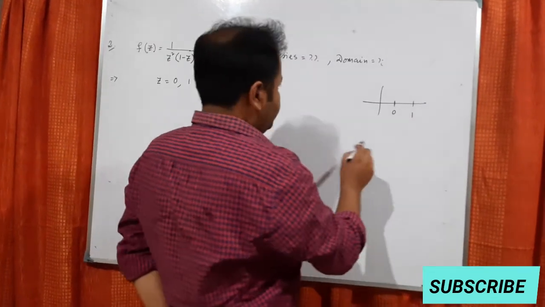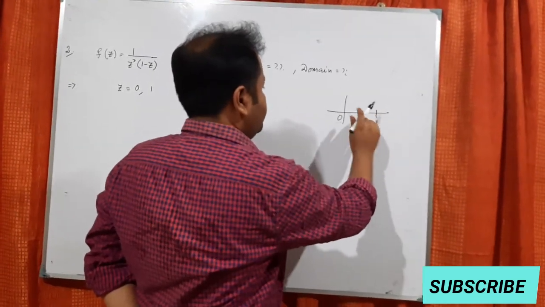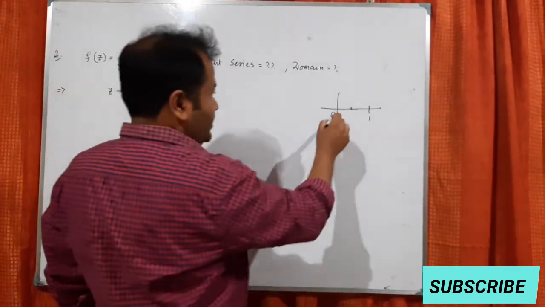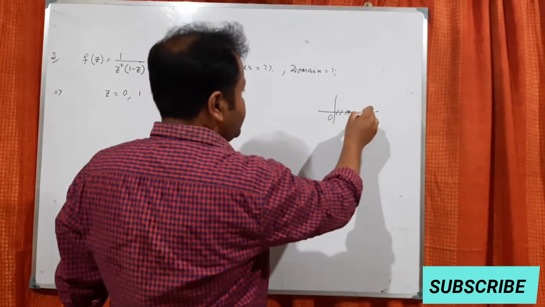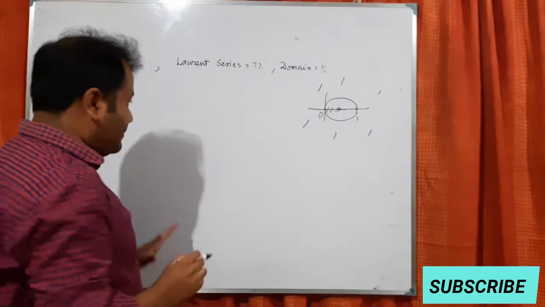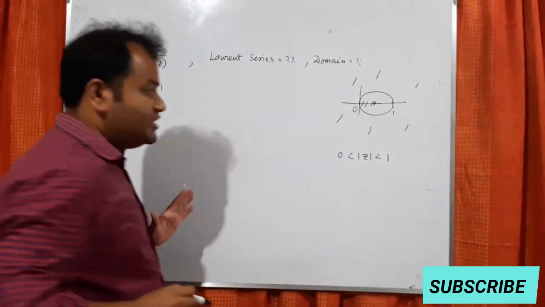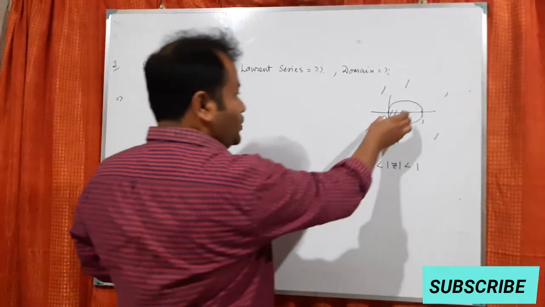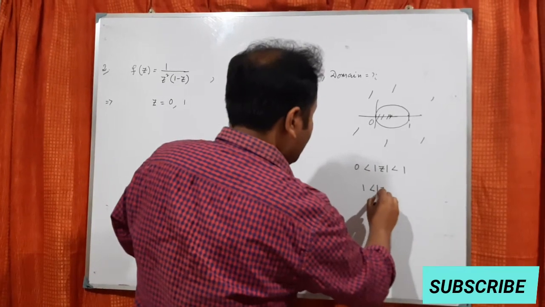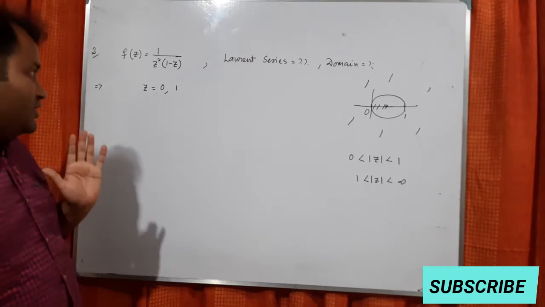So that means 0 and say 1. There are basically two options. You have to take the inside portion, this circle, or you have to take the outside of the circle. That means either it should be 0 less than mod z less than 1. This may be one possible domain, that is within 0 and 1, or it should be 1 less than mod z less than infinity. Then it will be the outside portion.